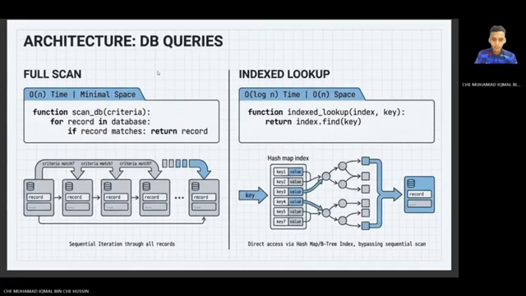Presentation script, slide 11 applies this concept to database queries. A full table scan requires minimal space but scans sequentially in O(n) time. Employing a hash map or B-tree index costs O(n) auxiliary space to bypass the full scan and achieve O(log n) lookup.